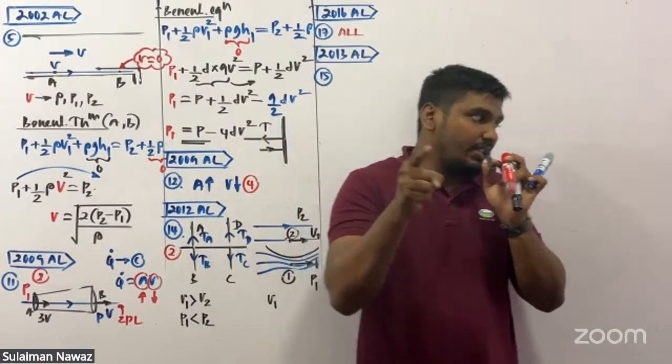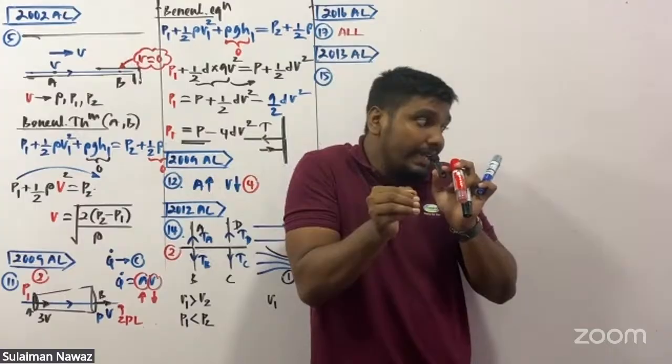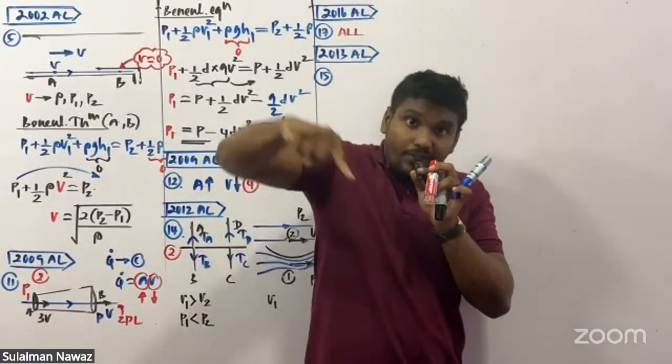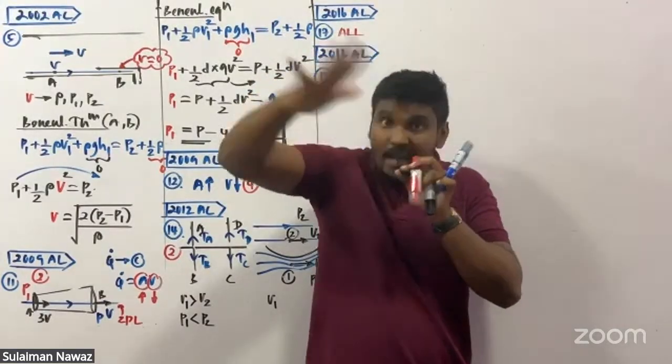Now, since they have mentioned that the tank has a larger diameter, when you consider the free liquid surface of the topmost liquid, it is larger.